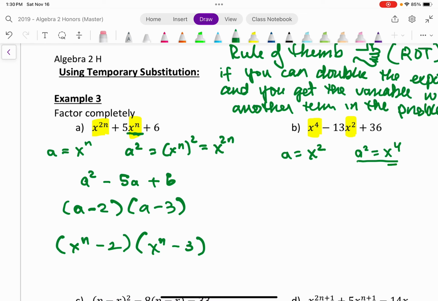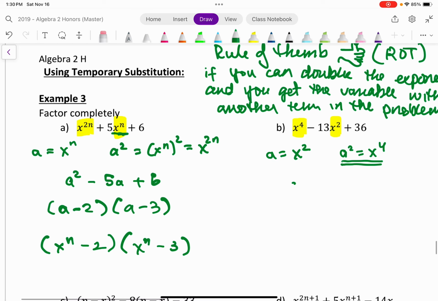And no, you do not have to write this part. I'm just writing it out to explain it to you. So we have a squared, whoops, not plus, but minus 13a plus 36. And then we factor. Are there factors of 36 that add up and give me negative 13? I think it's negative 4 and negative 9.